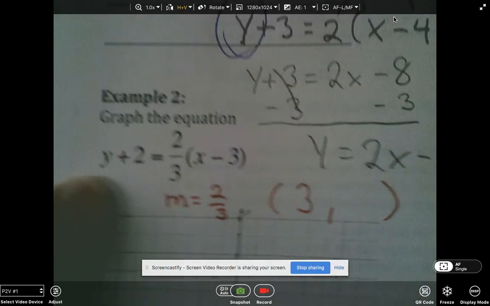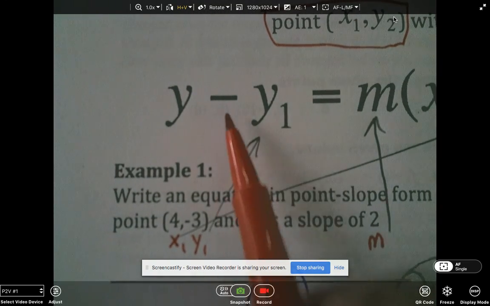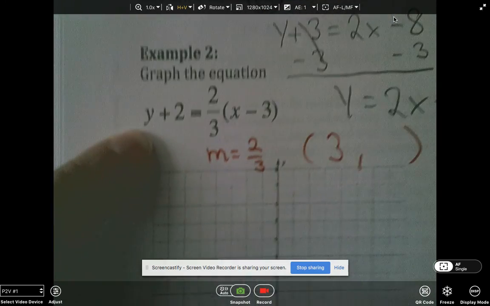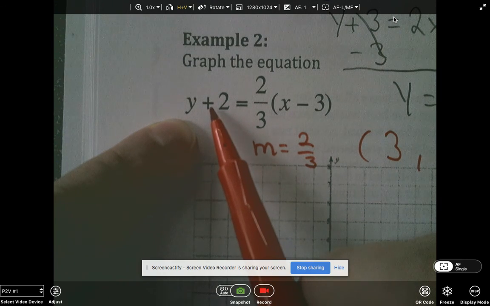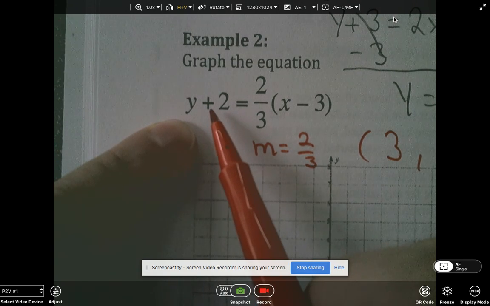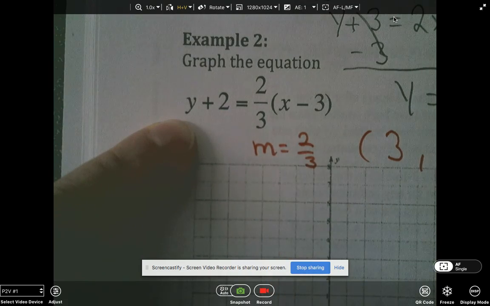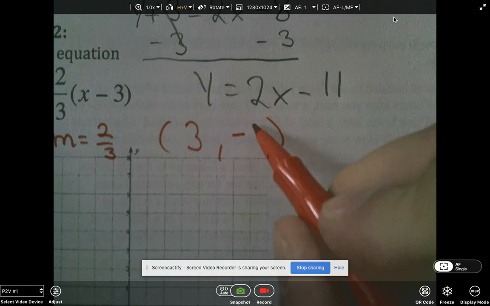Now the y can be tricky because here you're minus y1, but the equation says plus 2. So raise your hand, what would it have to be to make this become a plus 2 instead of a minus 2? What was the original y coordinate? Hopefully you said a -2.